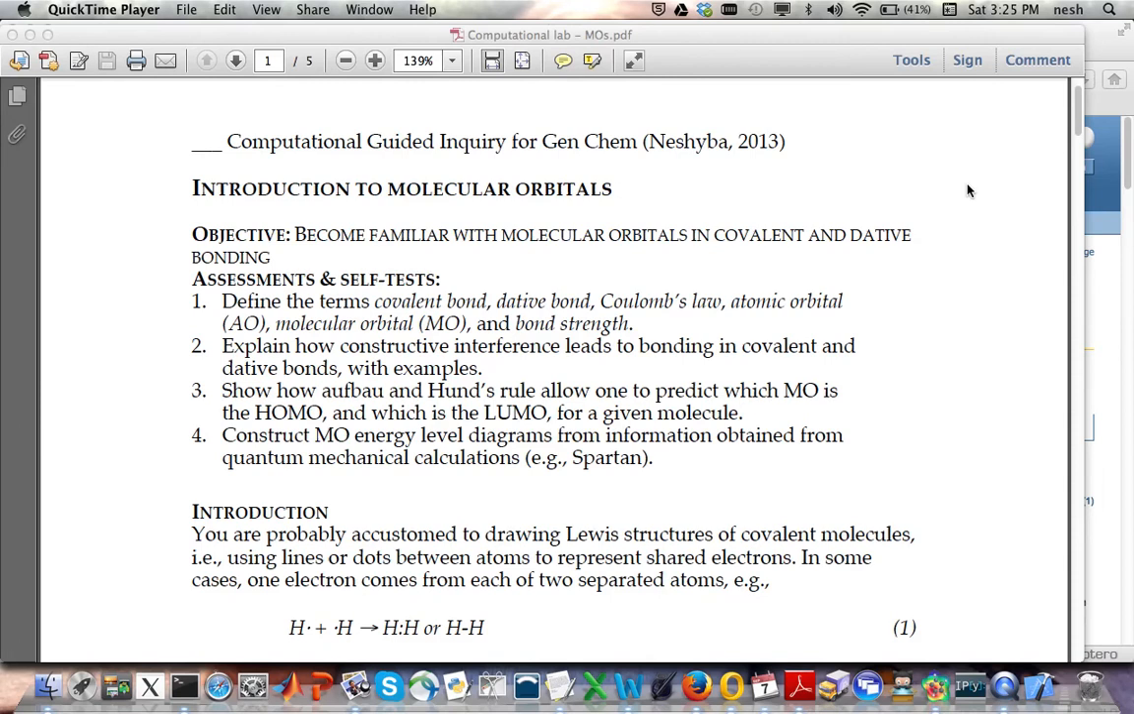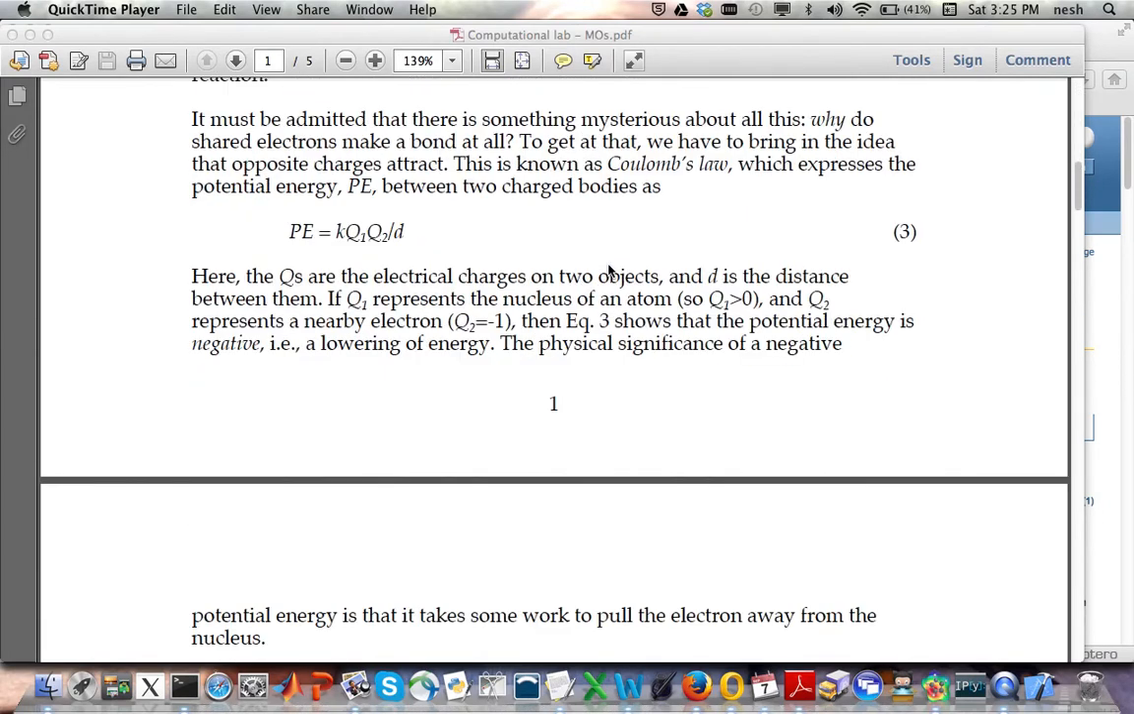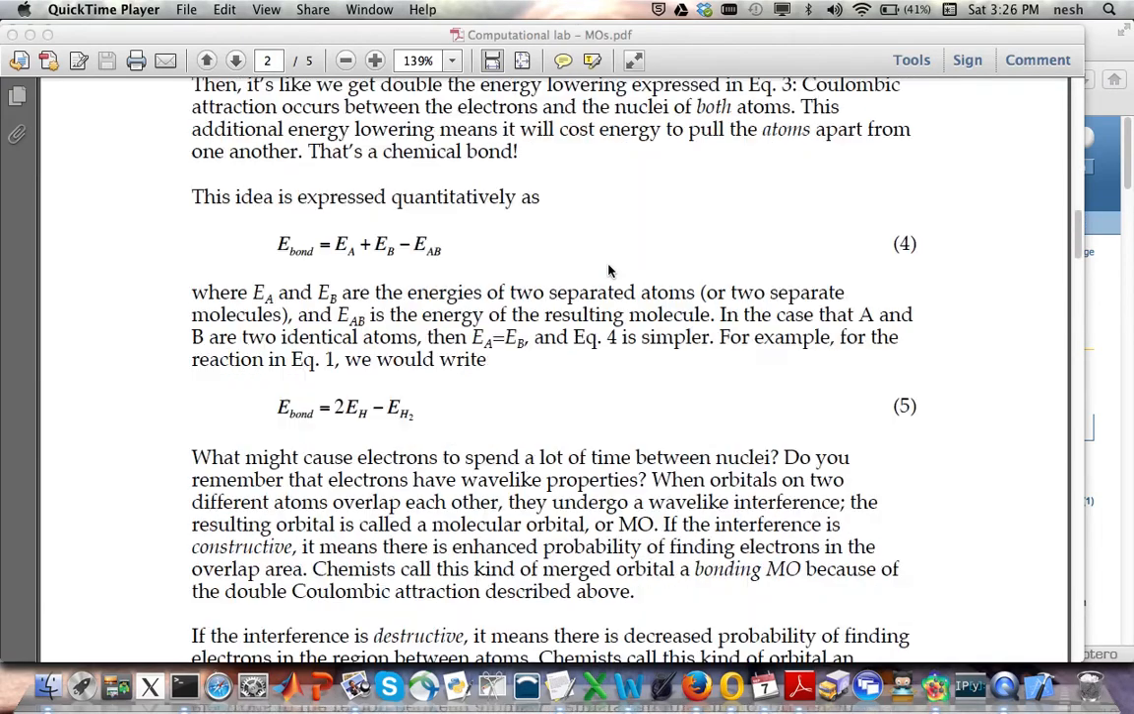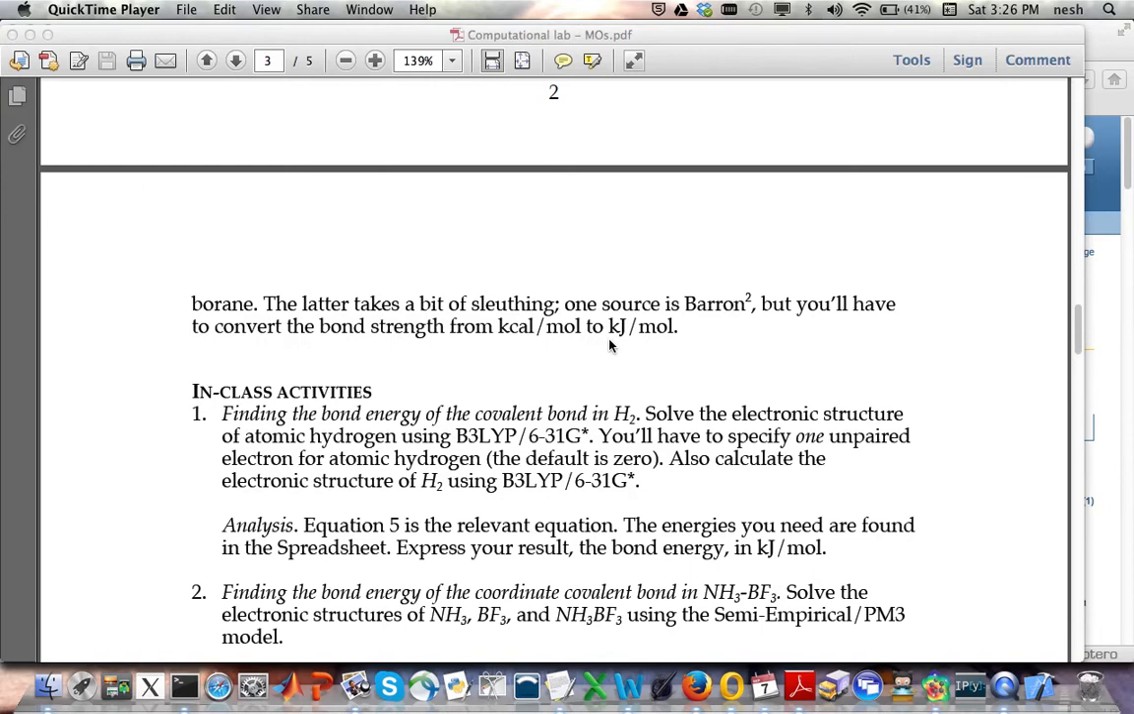Hello, this is Professor Stephen Nashaba, and I'm here to help you out with the computational guided inquiry on introduction to molecular orbitals. There are a number of objectives and self-tests you want to have a look at, and some theory here, but I'm going to take you straight to the pre-lab for this activity.